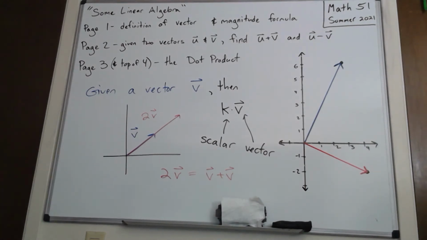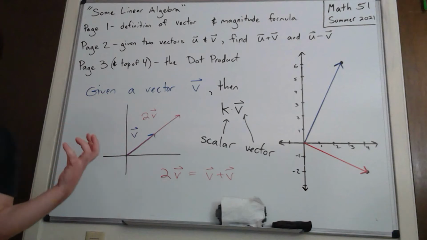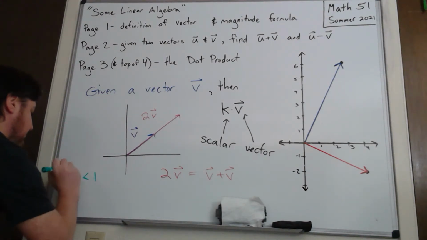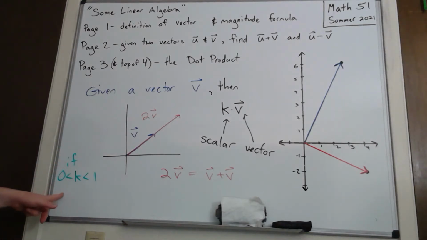Another case that we discussed is what if k is still positive, but less than 1? So in other words, if k is between 0 and 1, and we wrote it like this in class, if k is like that, so I'll use, let's say, 1/2.